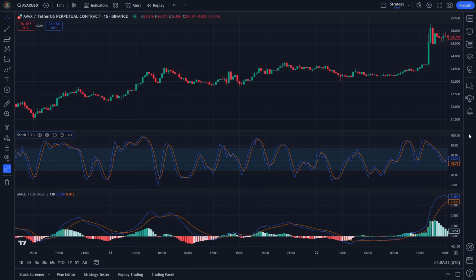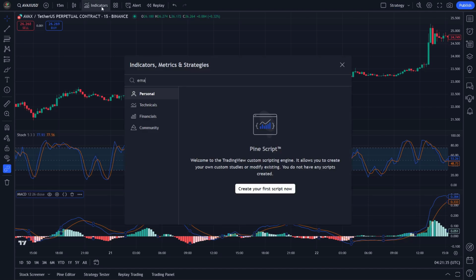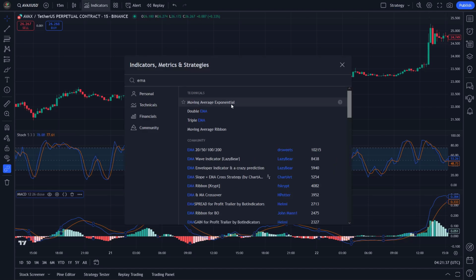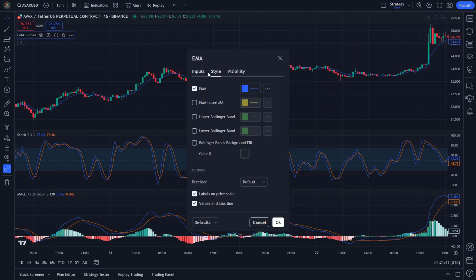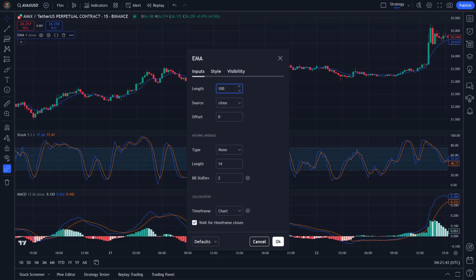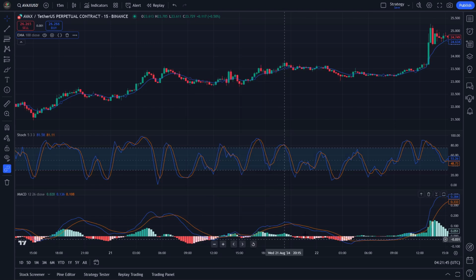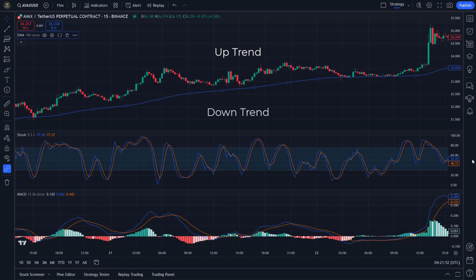Finally, we'll add the 100-period exponential moving average to help us identify the longer-term trend. The 100 EMA is a powerful tool for trend identification. When the price is above the 100 EMA, it suggests an uptrend, and we'll be focusing on long opportunities. If the price is below the 100 EMA, it indicates a downtrend, and we'll avoid buying signals, keeping our trades aligned with the prevailing trend.